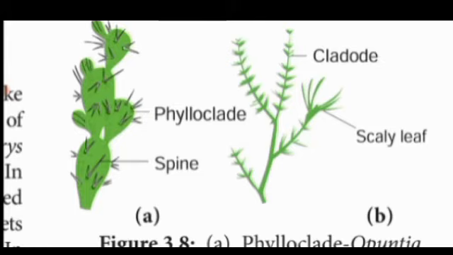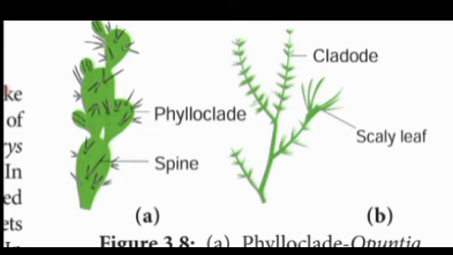The phylloclade is a characteristic adaptation of xerophytes. What are xerophytes? The plants which live in desert conditions are called xerophytes. The phylloclade is a characteristic adaptation of xerophytes, where the leaves often fall off early, or the leaves are modified into spines as in cactus, or are scale-like, to reduce transpiration.